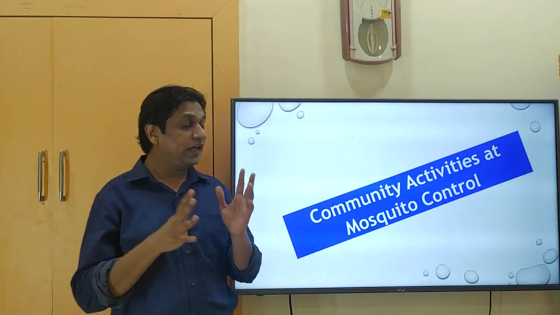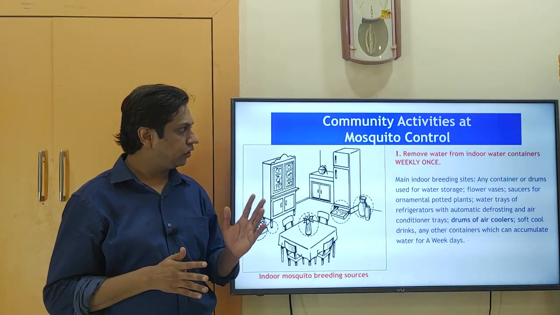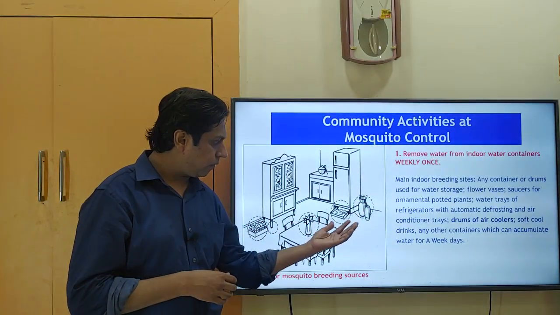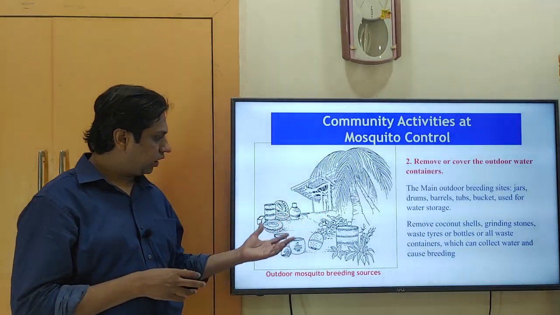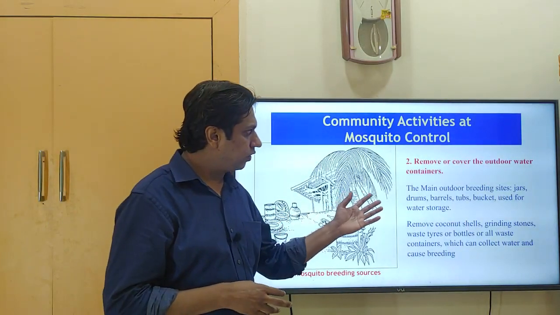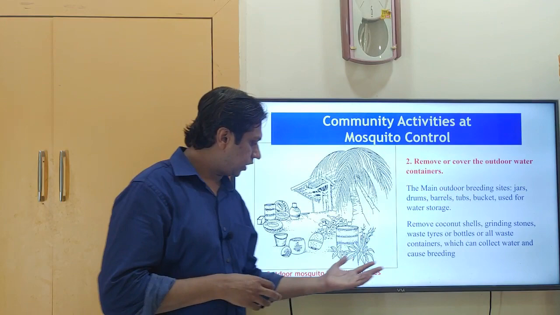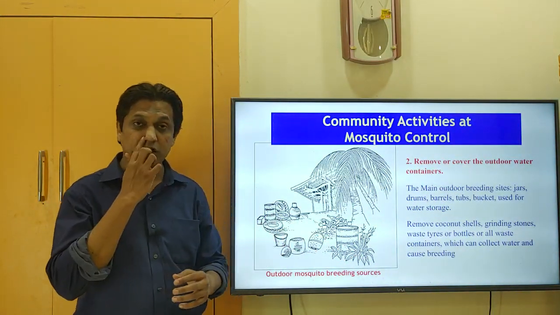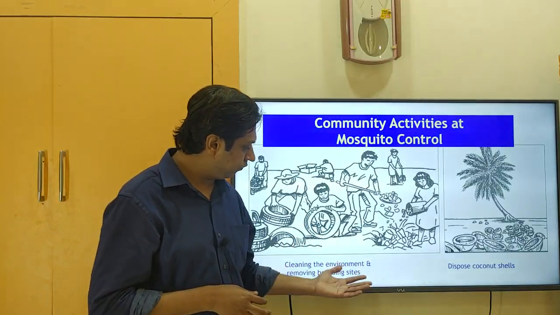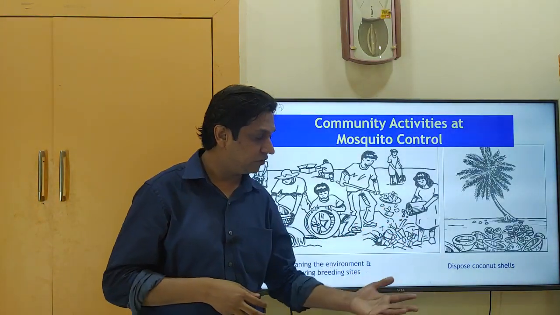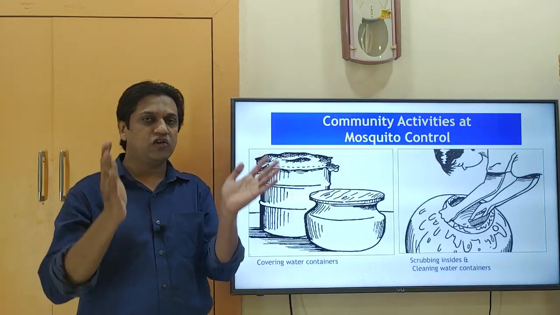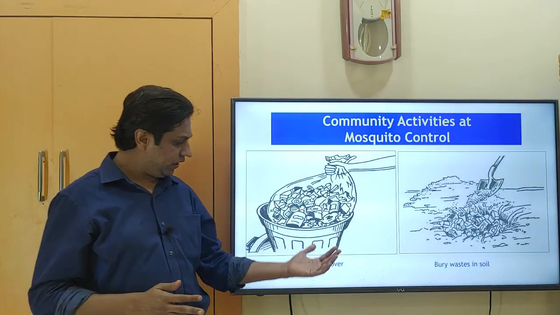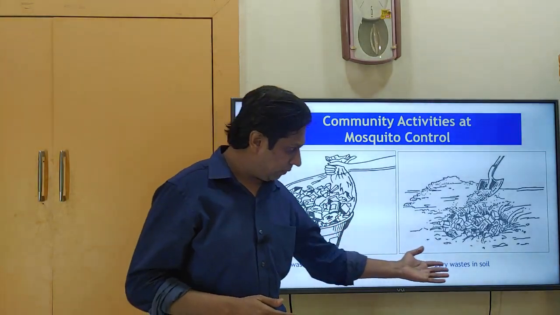And what community activities can we do to control the mosquitoes? Indoors, we have to check for stagnant water, like in flower pots, coolers or utensils, or we can remove the cover from outdoor water containers. If there is a tire, barrel or any container holding water, we have to remove it and clean the environment to remove breeding sites. Basically, where there is accumulation or stagnation of water, we have to remove it, like covering and disposing of waste in a covered bin and burying waste in the soil.